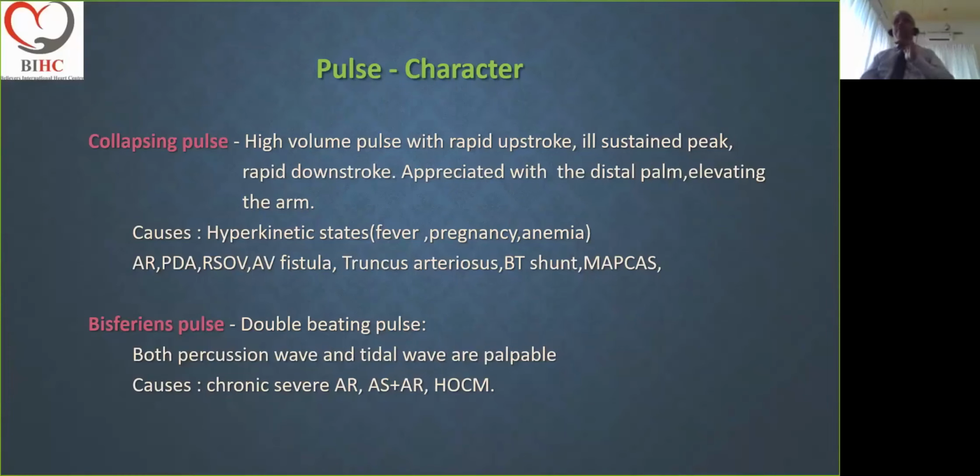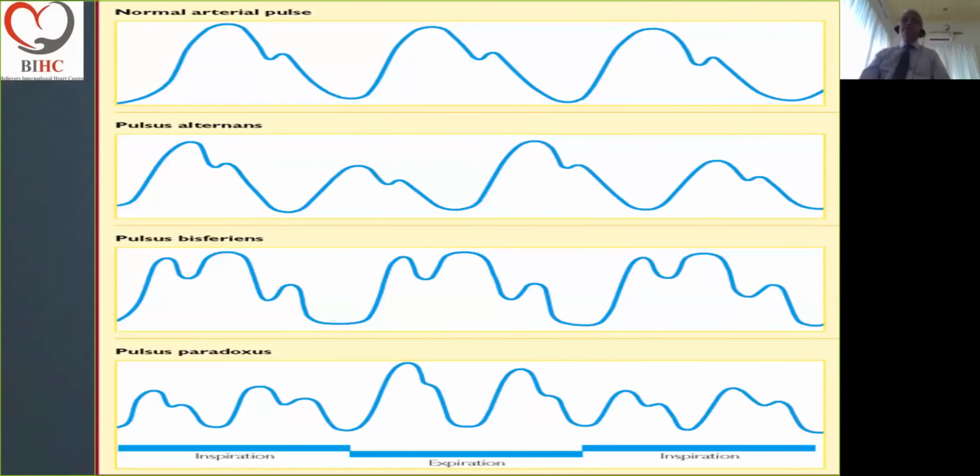It means the percussion wave and the tidal wave are palpable. Normally, the tidal wave is not palpable. So when both are palpable, you get a bisferiens pulse. It can occur in chronic severe AR or AS plus AR or HOCM. This illustrates the characters of some of the pulses.